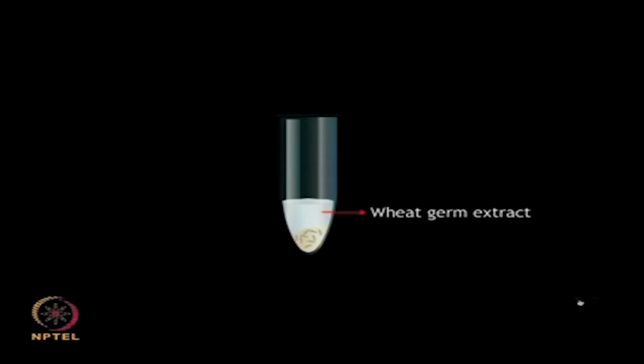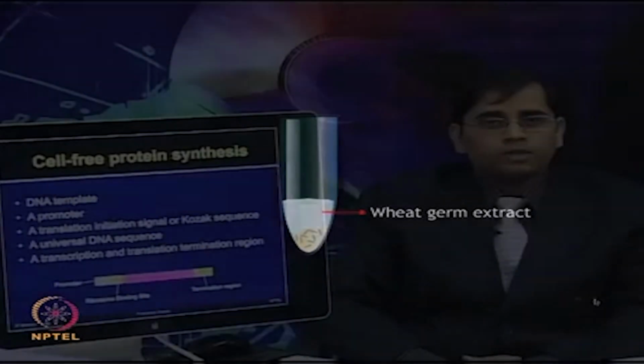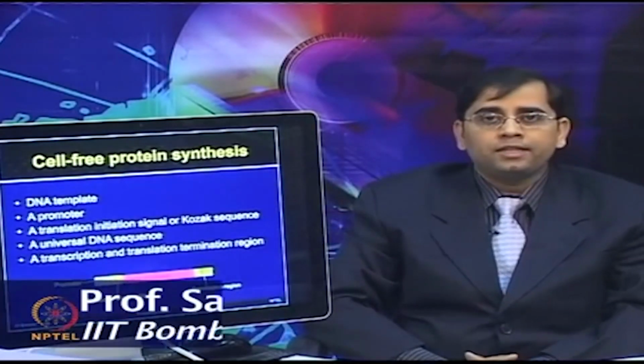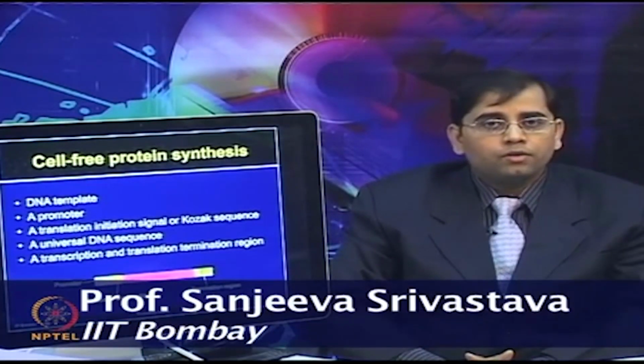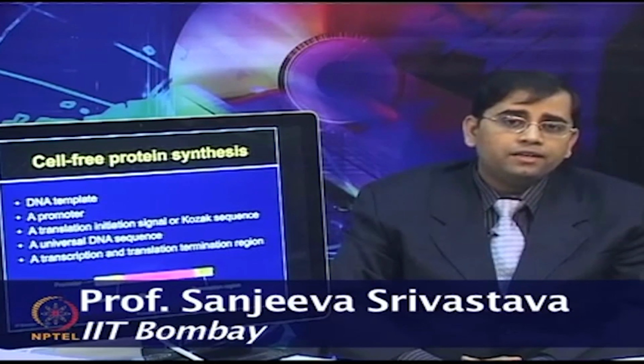This cell-free lysate is capable of synthesizing full-length eukaryotic proteins, which provides yields of around 4 mg per ml. So, how does cell-free protein synthesis occur? For that, you need certain elements.